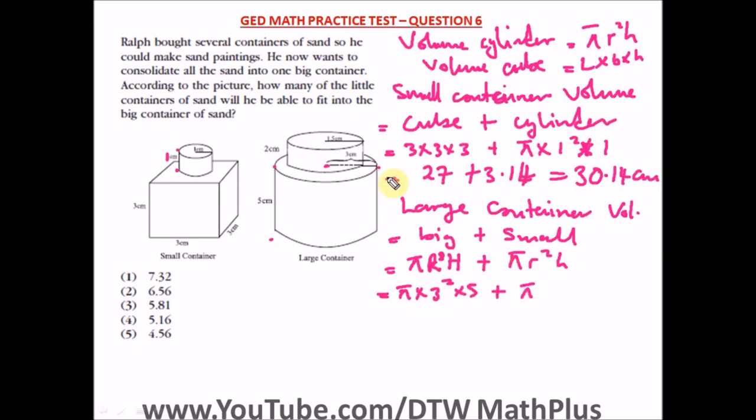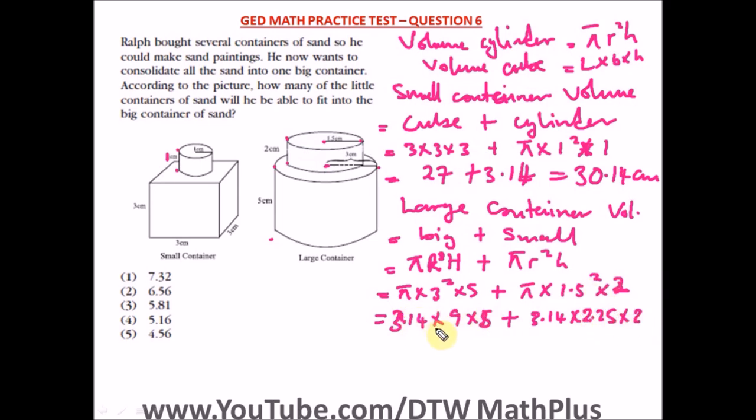Then plus pi, a small radius, which is the radius of the small cylinder, from here to here, which is 1.5. So times 1.5 squared times, and the height of the small cylinder on top of it is 2 centimeters. So times 2. Okay, so here we have pi, which is 3.14 times 3 squared, which is 9, times 5. Okay, plus 3.14 times 1.5 squared, which will give us 2.25, times 2.